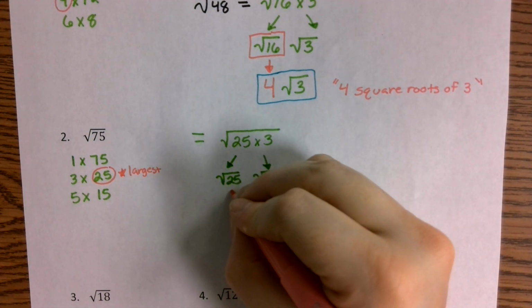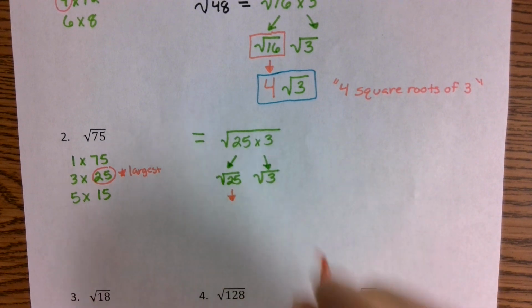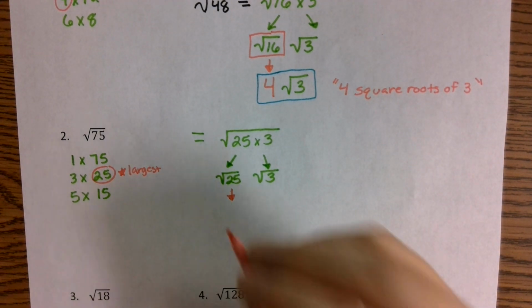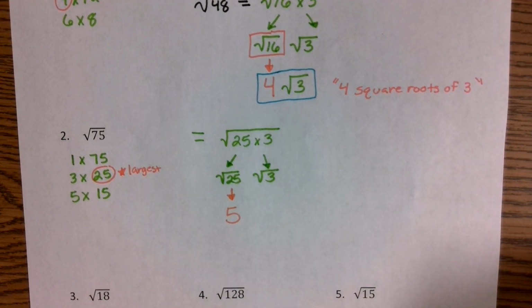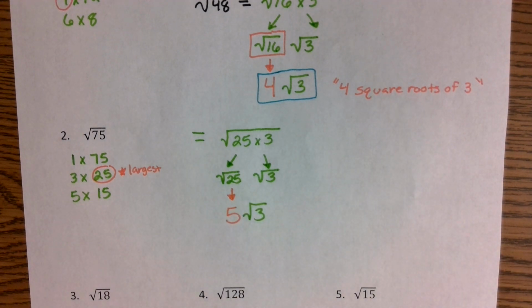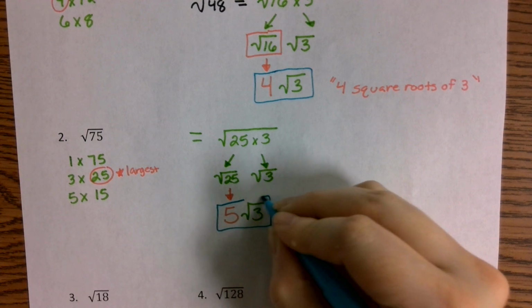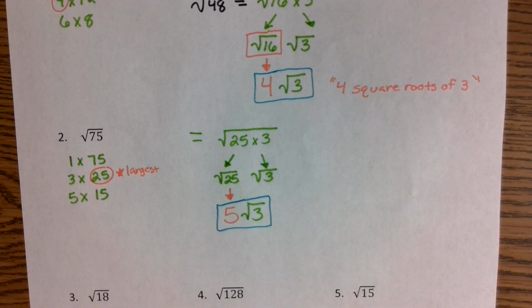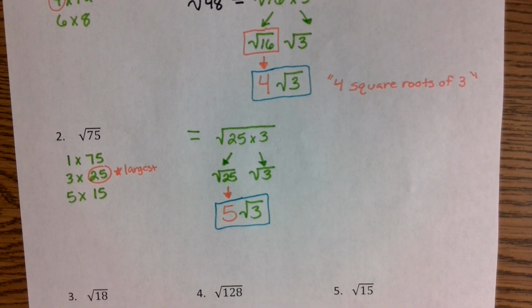And again, because 25 is my perfect square, I can simplify it. What's the square root of 25? 5. So we get 5 square root of 3. And there's our final answer. I want you guys to try 3, 4, and 5 on your own.